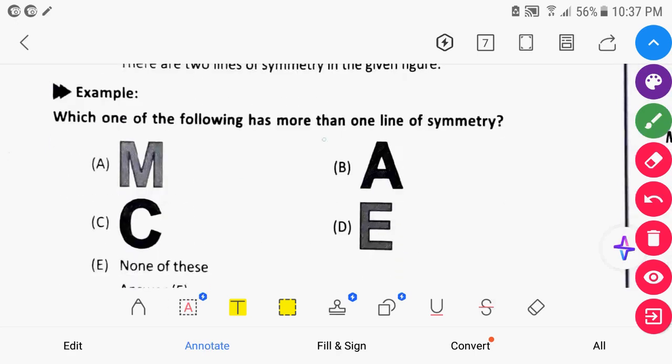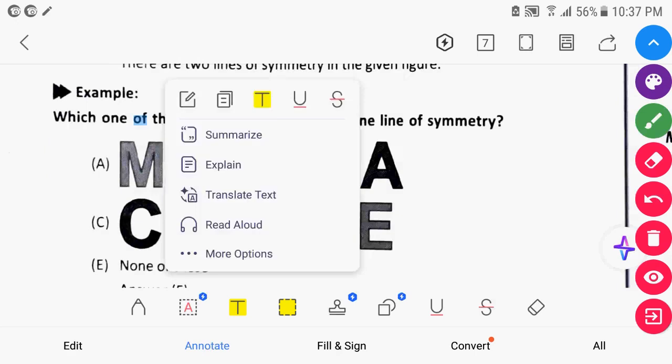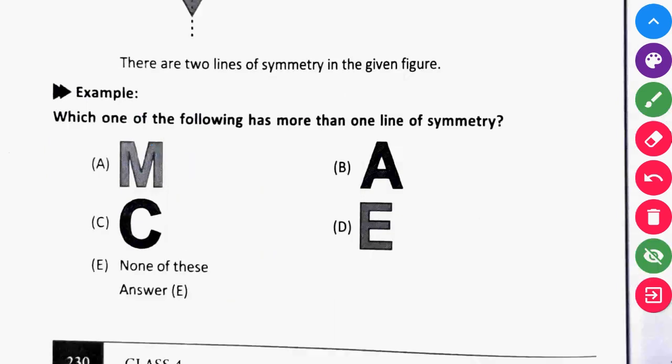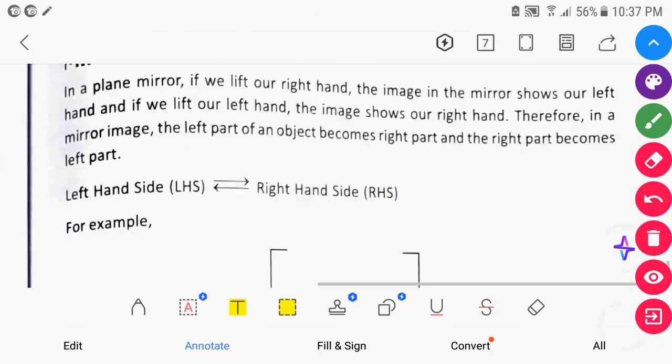Now which one of the following has more than one line of symmetry? Now which figure has more than one line of symmetry? Here we can divide only vertically. Here also we can divide only horizontally, but not vertically. So none of these is the answer.